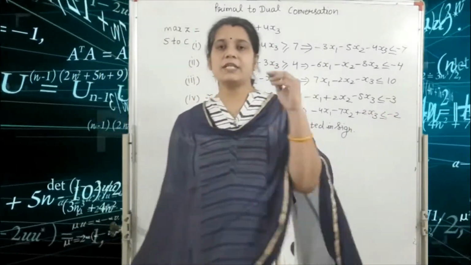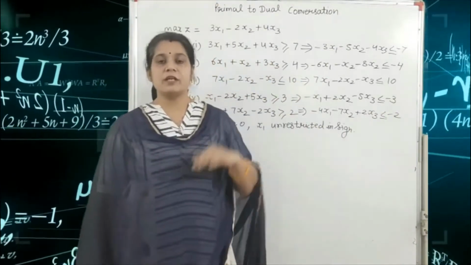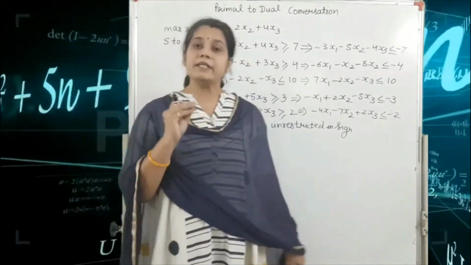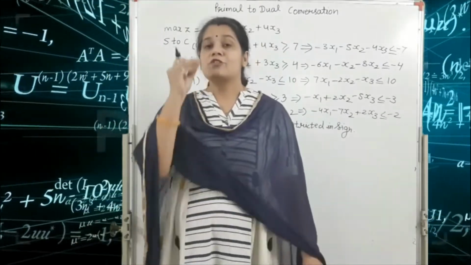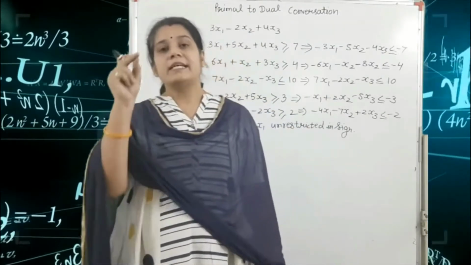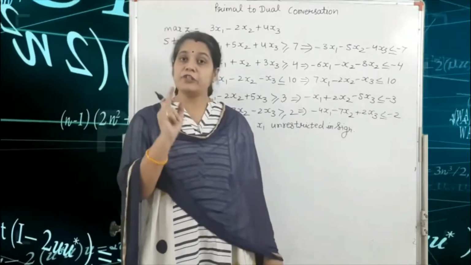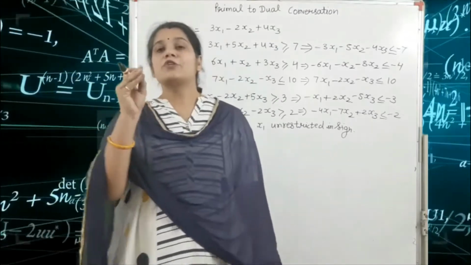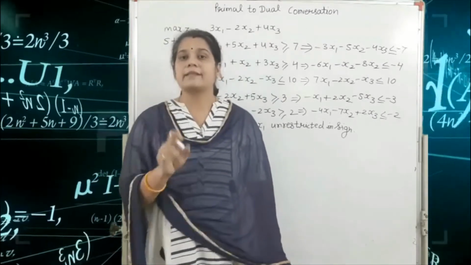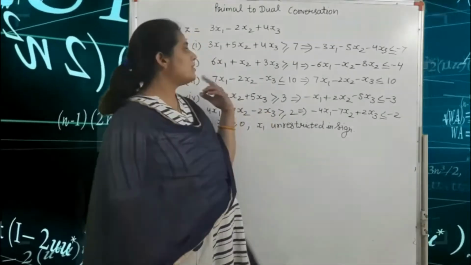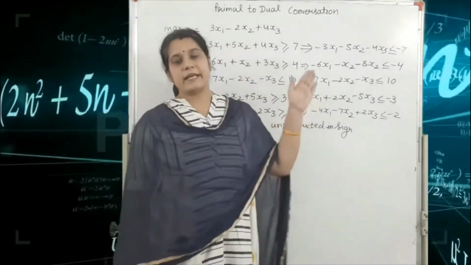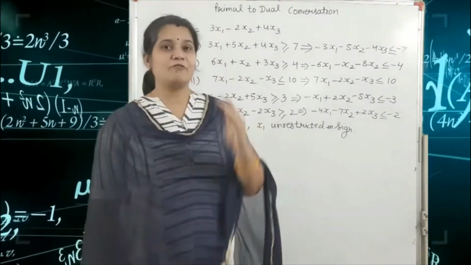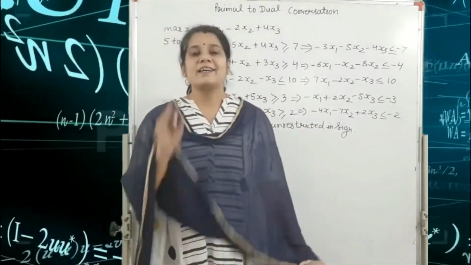Okay, so first we convert the subject to constraint equation according to our objective function. Your objective function is given in the maximization format, so the subject to constraint equation is less than equal to type. Got it? And if your question's objective function is in minimization format, then your subject to constraint equation is greater than equal to type. Got it? So here first we convert all the inequalities to less than equal to type, because the question is given in the maximization form. Okay, so let's start primal to dual.